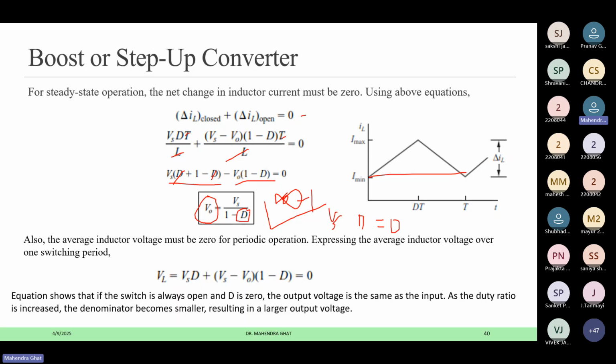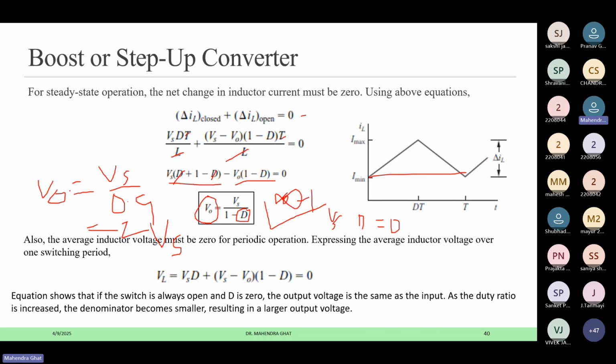And for other values, say if I take D equal to 0.5, in this case what will be the Vo? So Vo is equal to Vs by 1 minus 0.5, which is nothing but 0.5, or we can say 2 times Vs. So if D is equal to 0.5, you will get double the output voltage than the input voltage, 2 times Vs. Similarly, for different values of D, you will get different values of Vo.